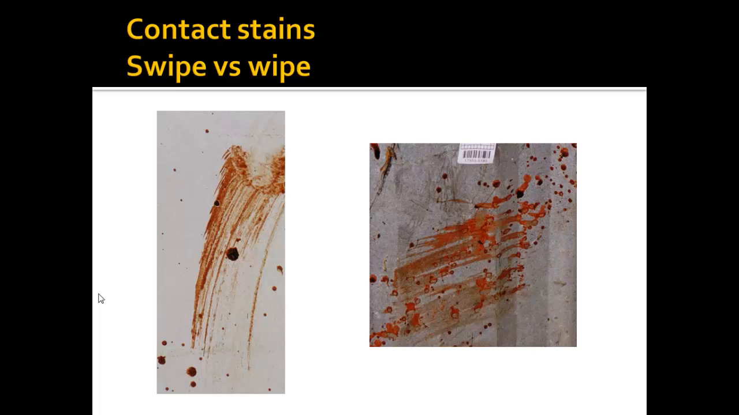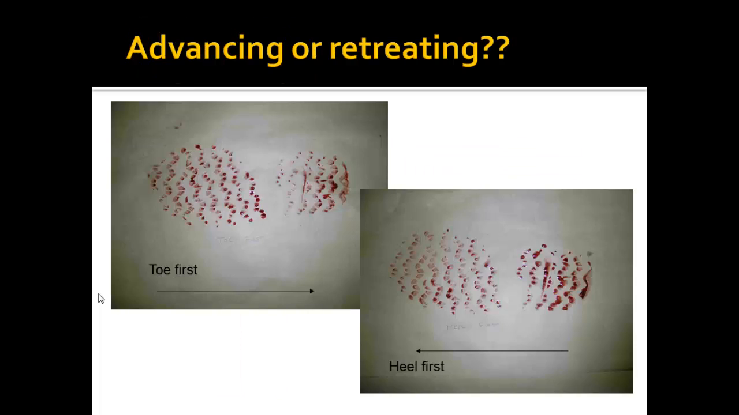There's a difference between a swipe and a wipe. A swipe is when something is covered with blood and it swipes a surface, leaving blood behind. A wipe is when blood is already on the surface and somebody wipes it. If you look at the picture on the right of the wipe, you'll see a bunch of skeletonization going on. You can also tell whether somebody's been walking forward or backwards from the amount of blood on their feet. The heel first one is really obvious on this one.